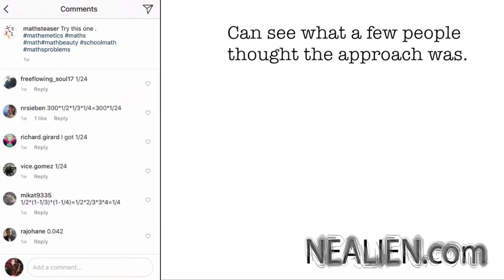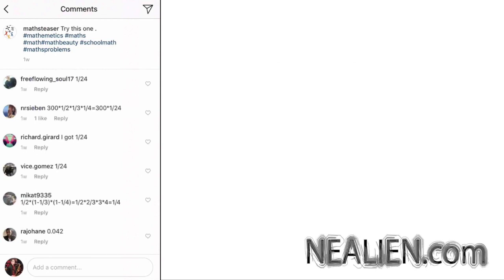Okay, so the first person said the answer is 1/24. The second person says the same thing. You don't see the work for the first person, but I'm thinking that the second person probably did the same process. So they multiplied 300 by 1/2, then by 1/3, then by 1/4. Multiplying 2 times 3 times 4 gives you 24, and with the reciprocals, you get 1/24. The third and fourth persons get the same thing.